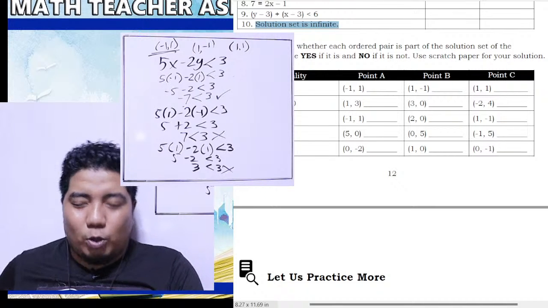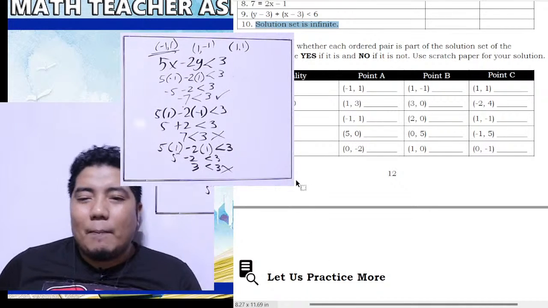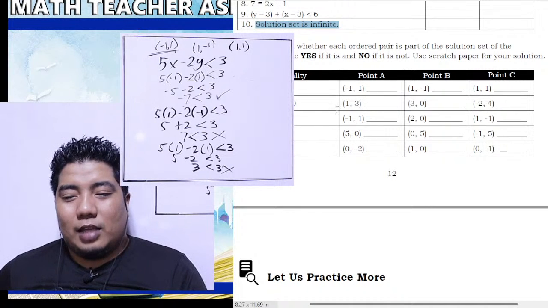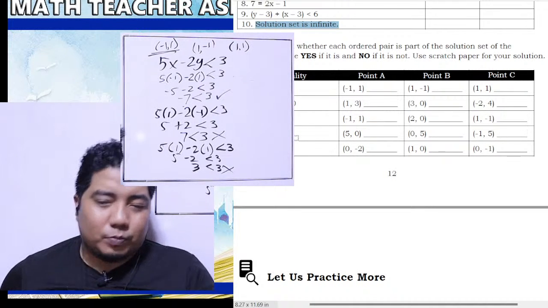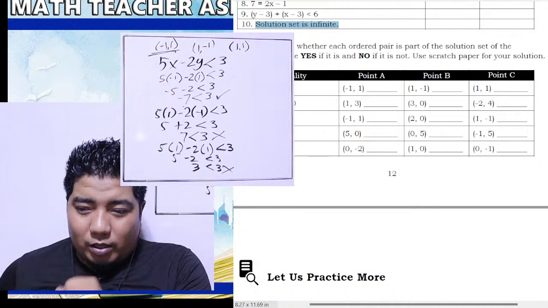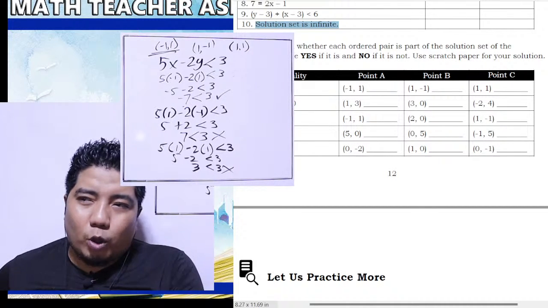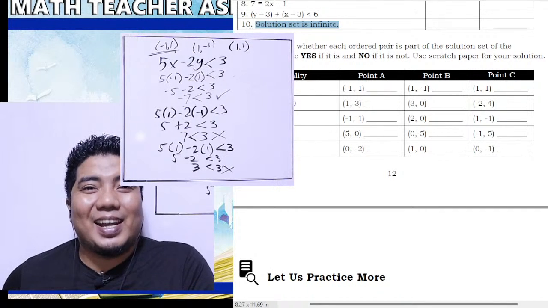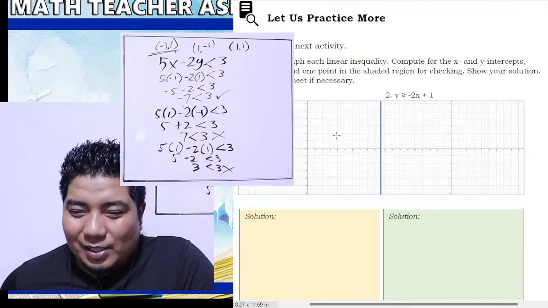Ang yes at no na point B. At ganun lang kadali. My dear math learners, ang gagawin nyo to know whether the answer for this one is yes or no. You just need to simplify the solution and check whether what ordered pair will satisfy your equation. Okay, ganun lang kadali. Now, let us continue. Let us practice some more.